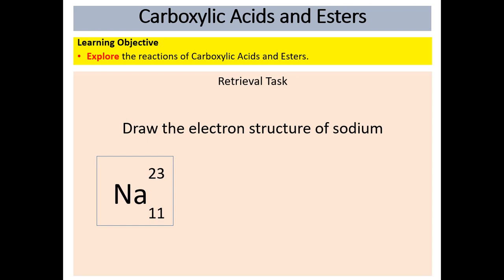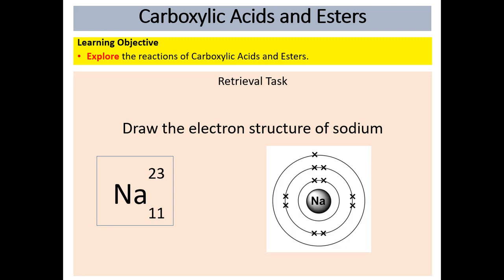Now, remembering that the first shell can only hold 2 electrons and subsequent shells can hold 8, we put 2 in the first shell, 8 in the next shell, and then 1 in the final shell. Now that first shell, ideally, the electrons would be opposite each other rather than next to each other. But the main thing is that you get the right amount in each shell. And focusing on that second shell, you can see that they are paired up.